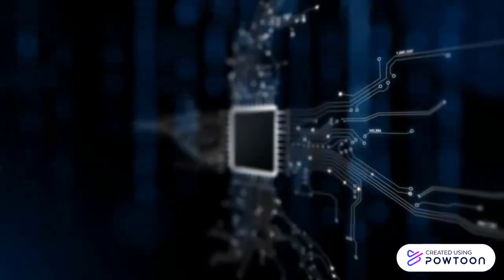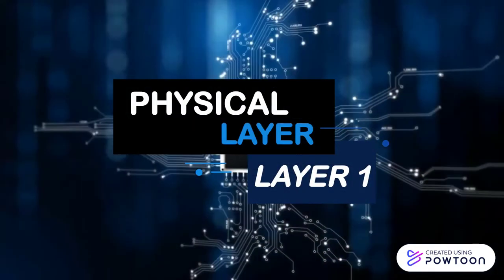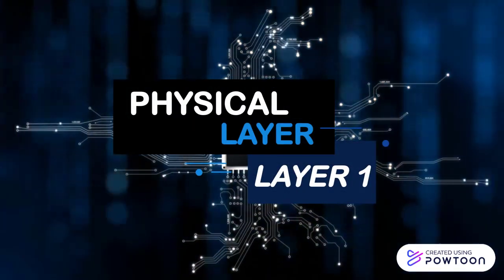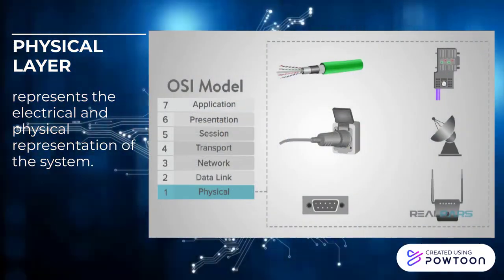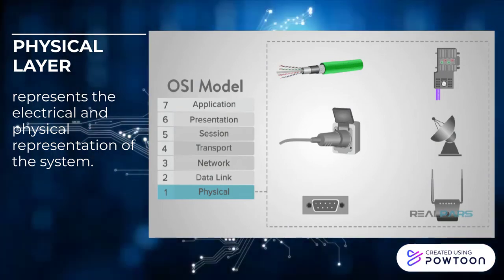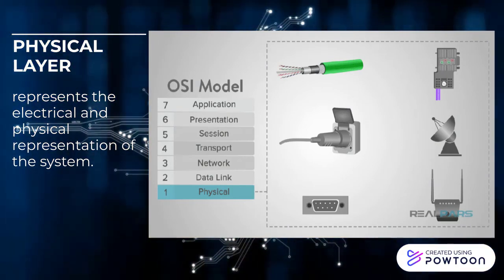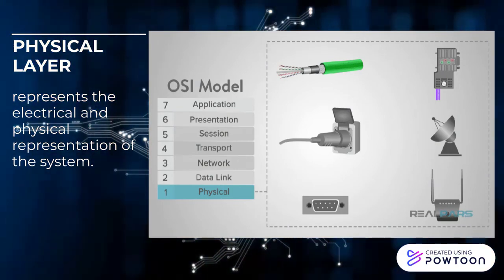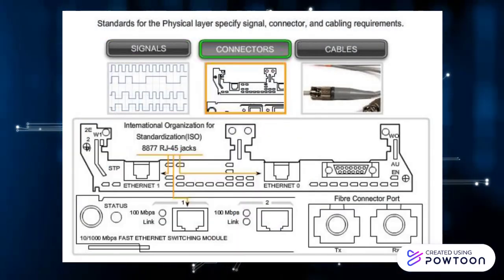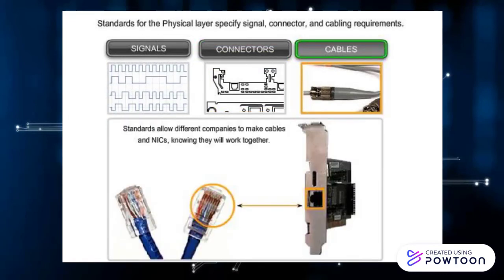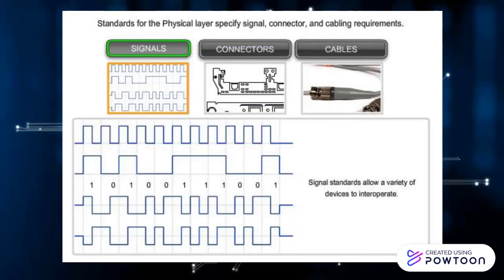Last but not least, Layer 1, or the physical layer. At the bottom of our OSI model, we have the physical layer, which represents the electrical and physical representation of the system. This can include everything from the cable type and radio frequency link, as in a Wi-Fi network, as well as the layout of pins, voltages, and other physical requirements.